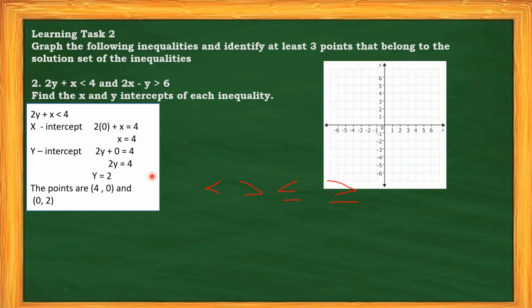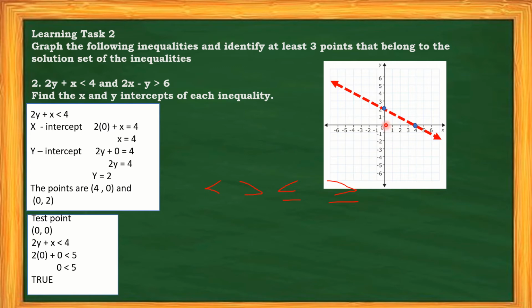So let us now graph the inequality. So we have 4, 0, and 0, 2. Then connect. Okay, so again, we use broken lines since we have less than symbol. Okay, so unahin muna natin yung shaded region ng first inequality. So again, ang gagamitin natin na test point ay dito sa 0, 0. Yung laging pinakamadali. Okay, so nasa baba siya ng ating line.